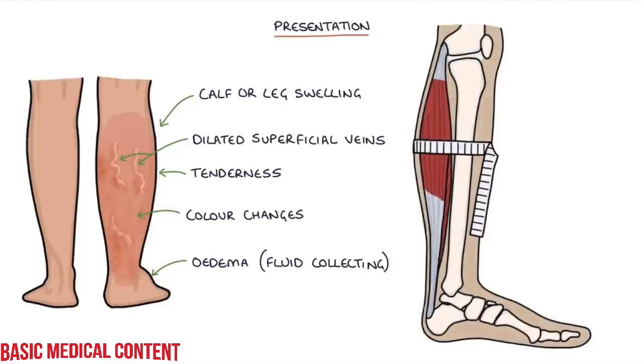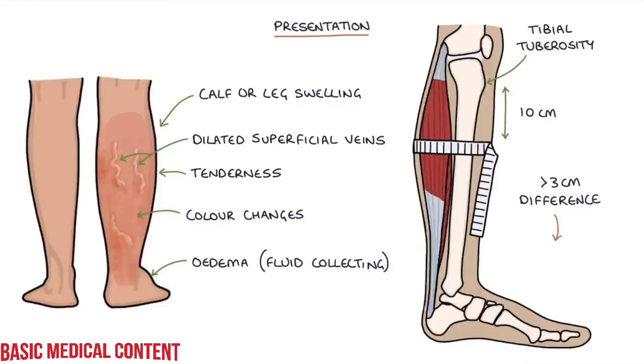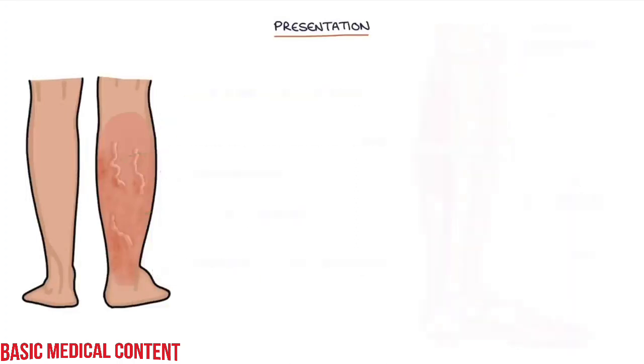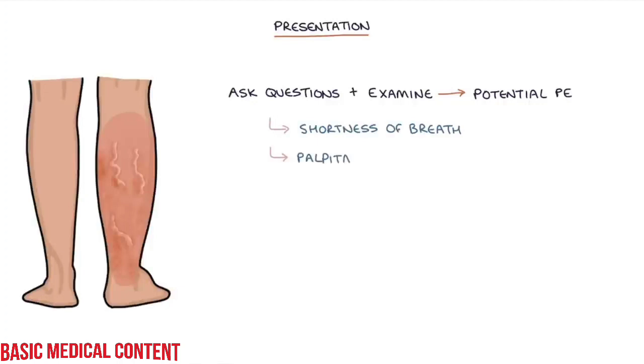To examine for leg swelling, measure the circumference of the calf 10 cm below the tibial tuberosity. More than a 3 centimeter difference between the calves is significant. If a patient is presenting with symptoms of a DVT, ask questions and examine with a suspicion of a potential pulmonary embolism as well. So it's worth asking about shortness of breath, palpitations, and pleuritic chest pain.